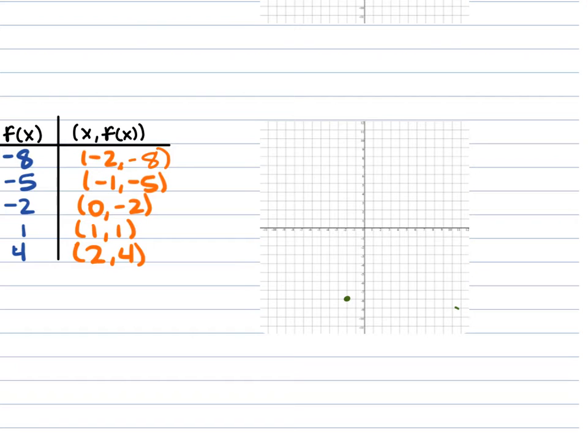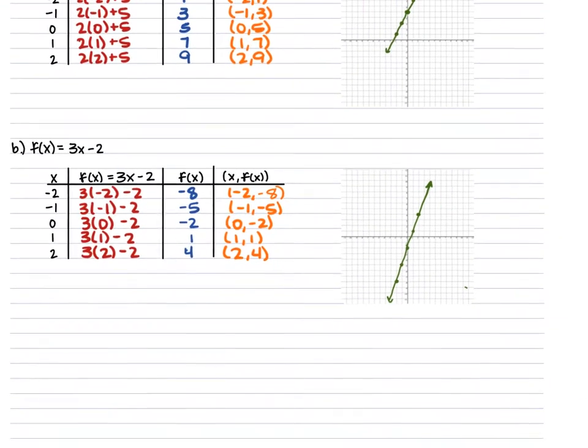Then we have negative 1, negative 5. To the left 1, down 5. 0, negative 2. Just down 2. 1, 1. To the right 1, up 1. And then 2, 4. To the right 2, up 4. From there, we draw the line through those points. And then we're done, making sure that there's arrows at the top and the bottom of our lines.